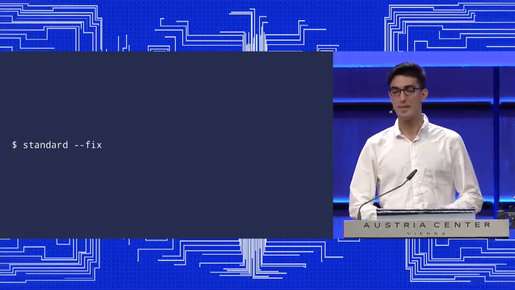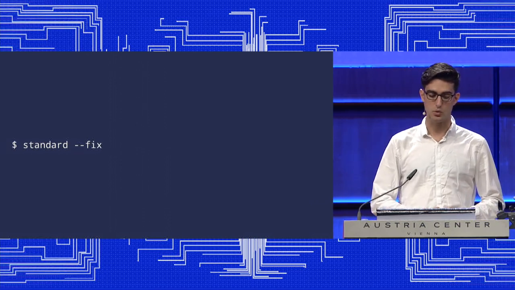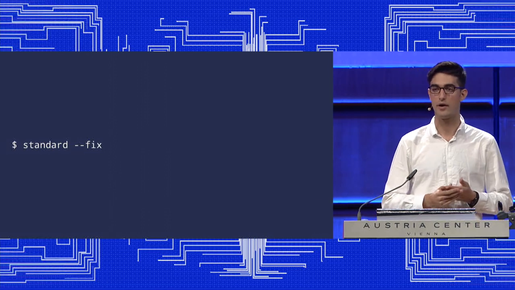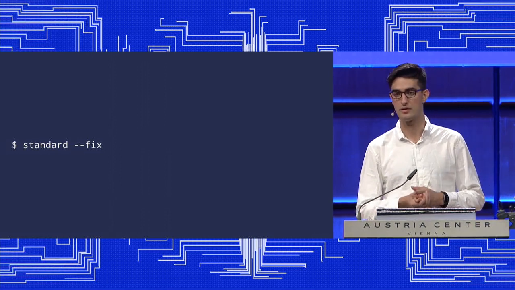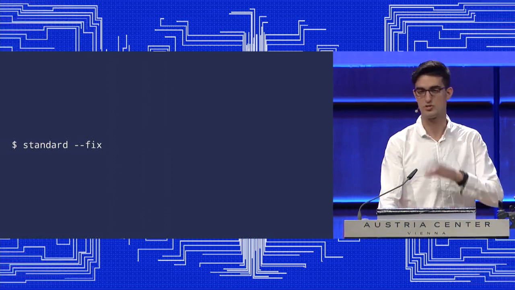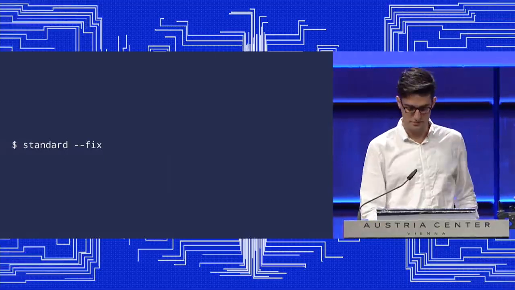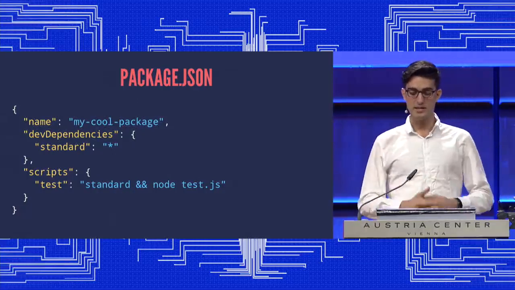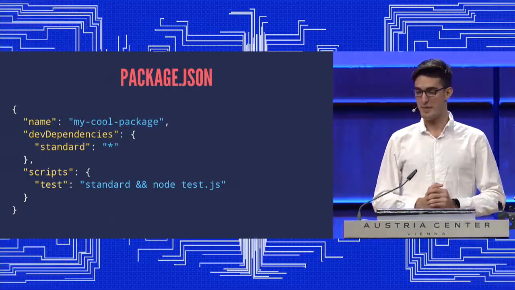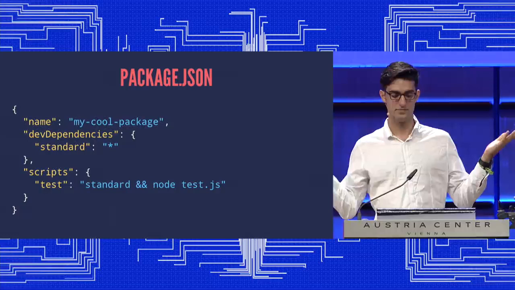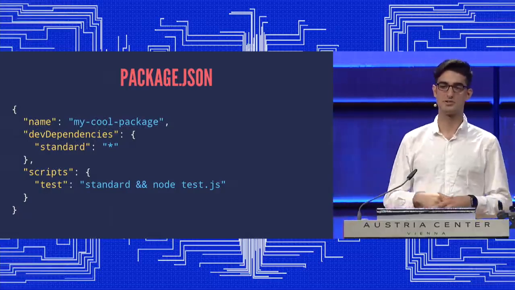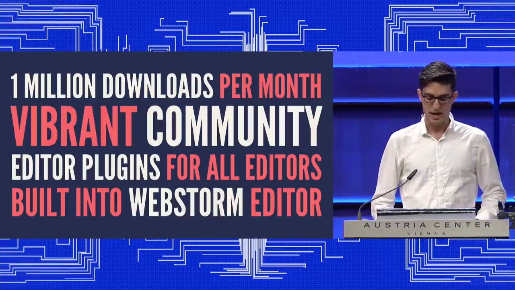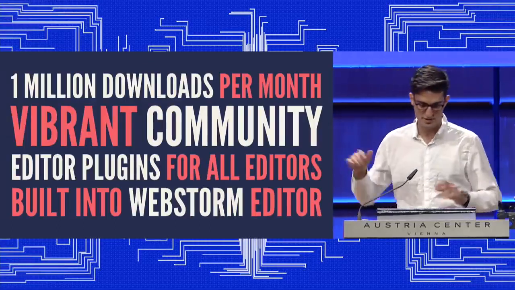Some rules can also automatically be fixed. So you can run standard with a --fix flag, and then whatever errors are in there that are automatically fixable, it will just rewrite the code and make it correct. You can also add it as a dev dependency, and then add it to your npm test command. So you just throw it there before your normal tests, and it'll catch additional errors right there, with nothing to configure.